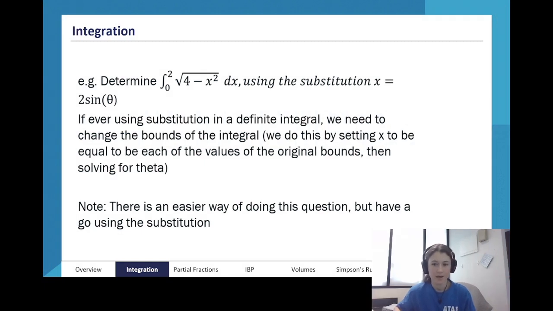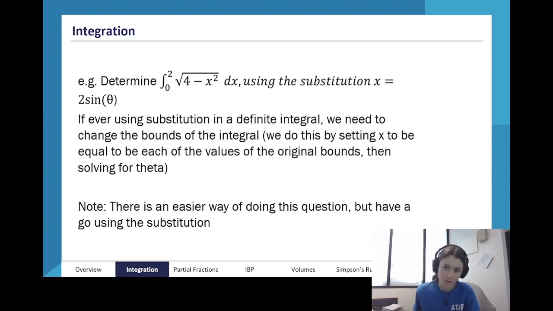Here is a more complex example. This is where we are finding the definite integral instead of the indefinite integral, as we've been doing thus far. We need to use a substitution x equals 2 sine theta.